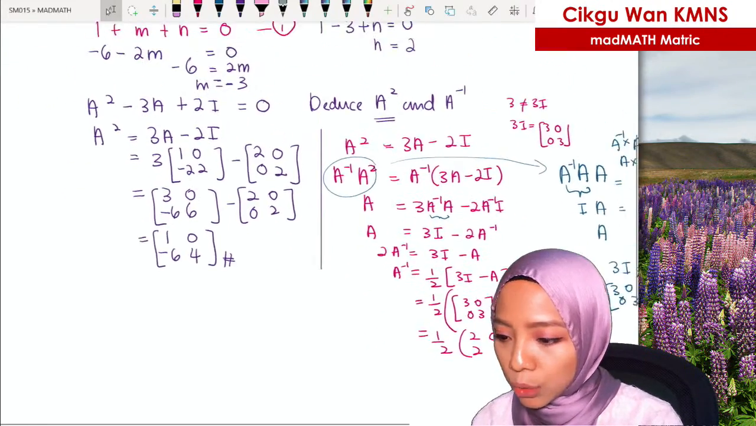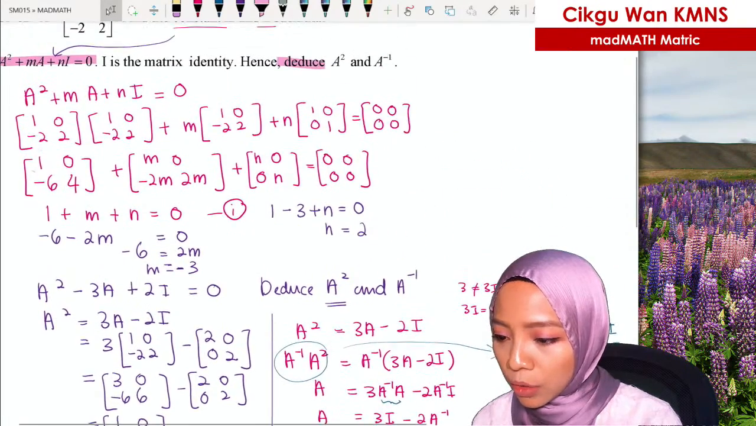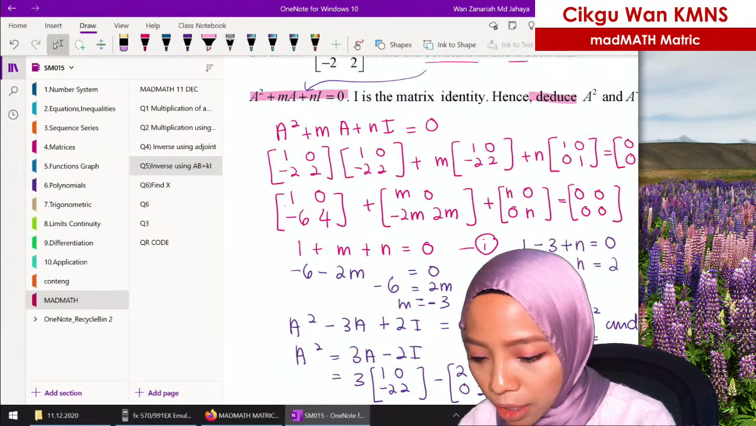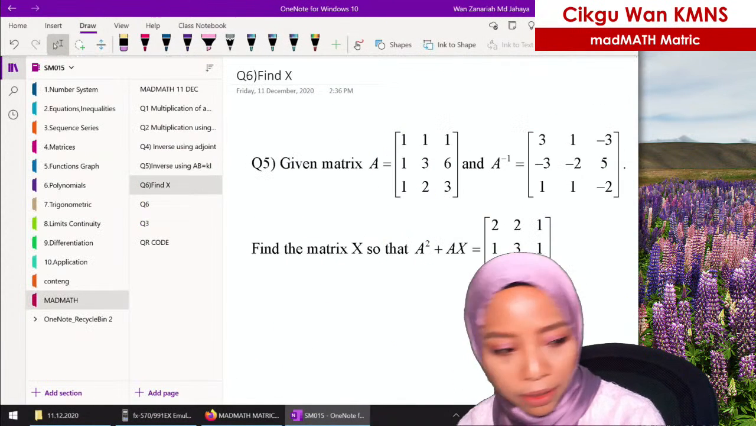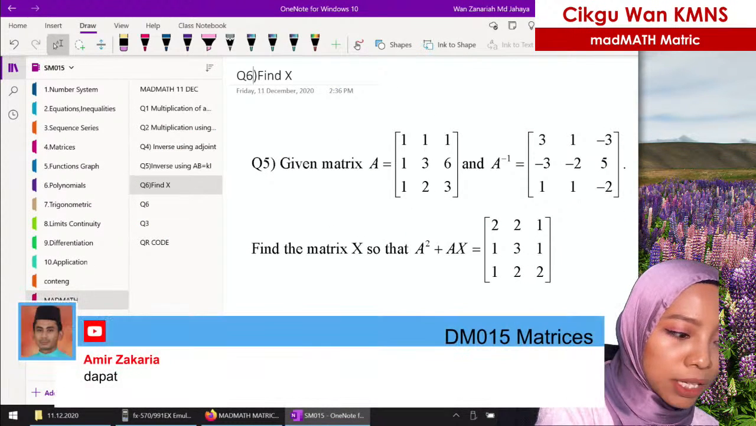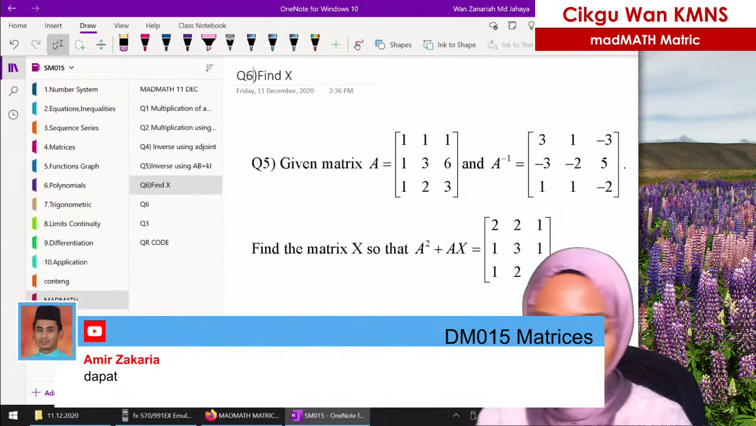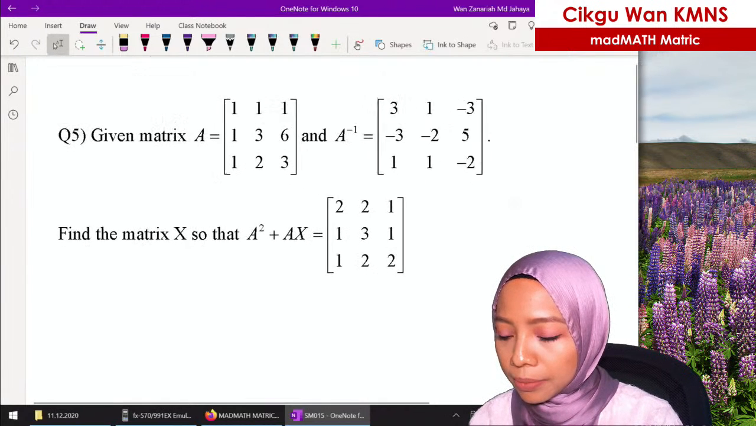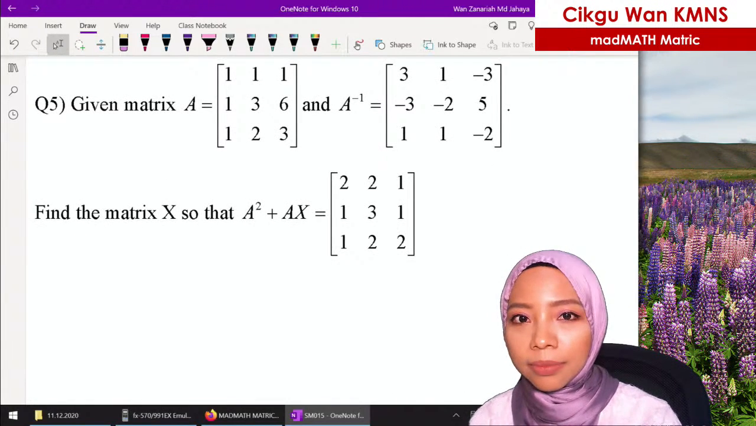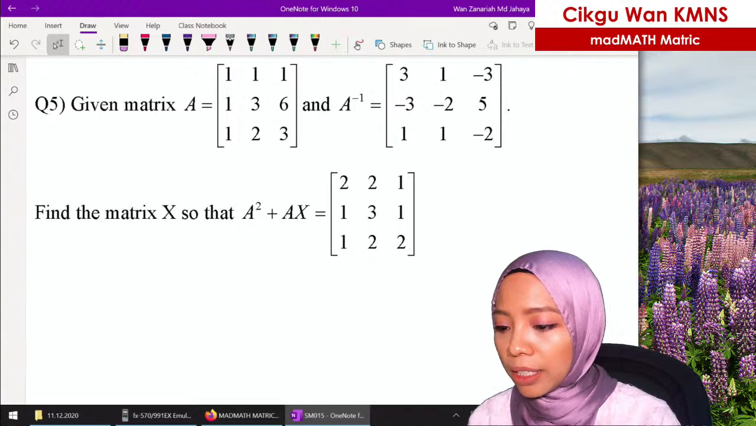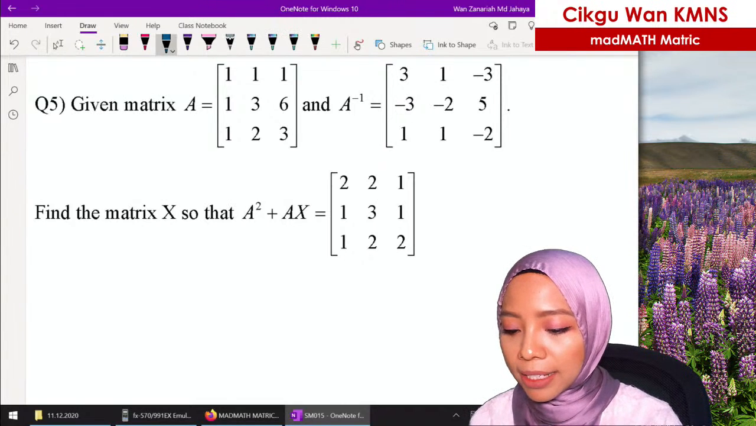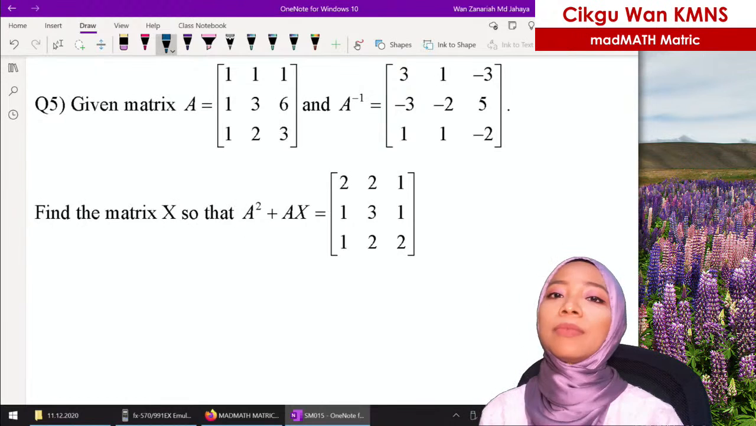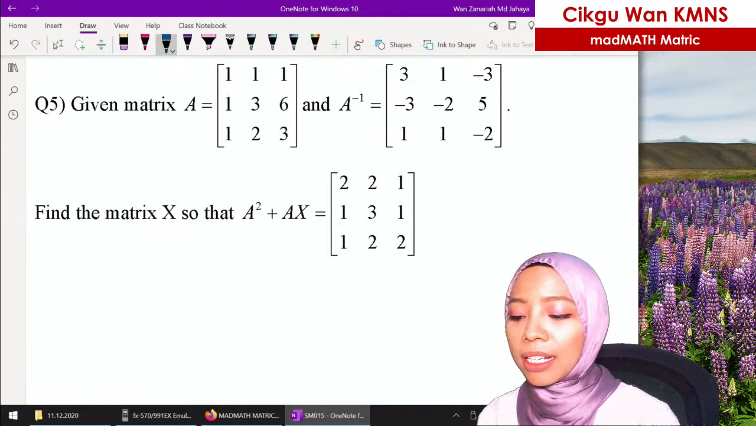So I continue. Okay, we have done this question. Okay, let's move on. Do we have any other question anymore? Ada? Yes, ada. Last one. Okay, last one. Given A itu dan A inverse itu as stated in the question, find the matrix X. Okay. So lagi sekali. Soalan ini nak X.